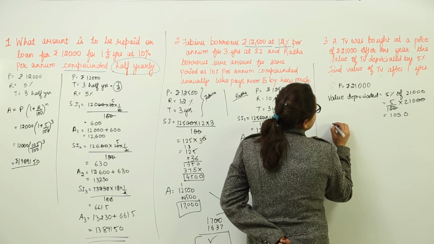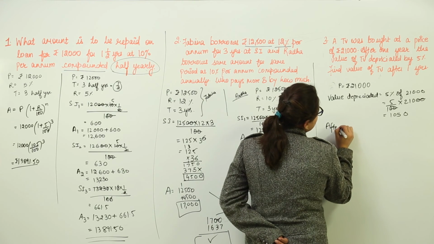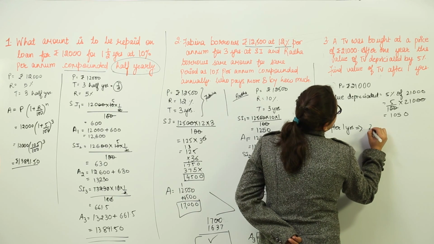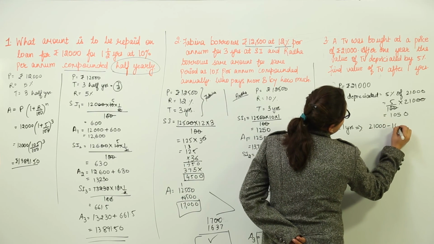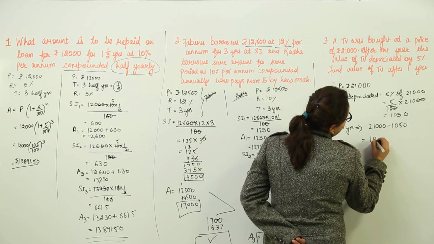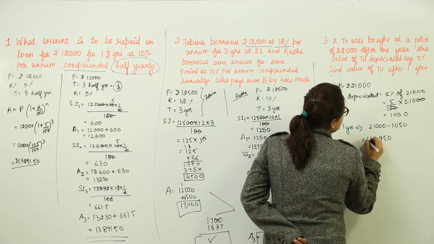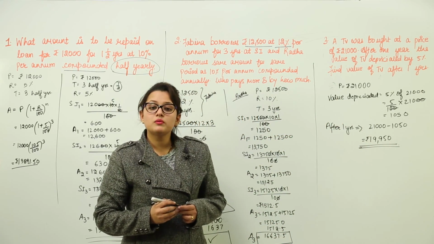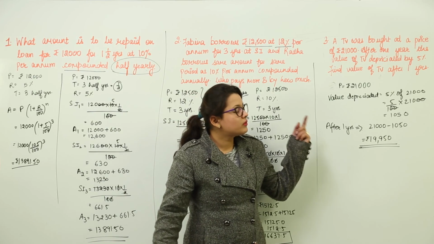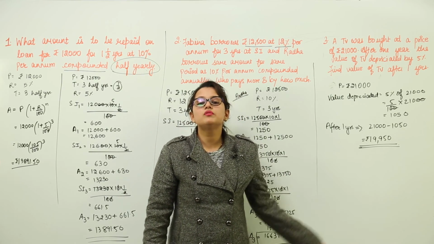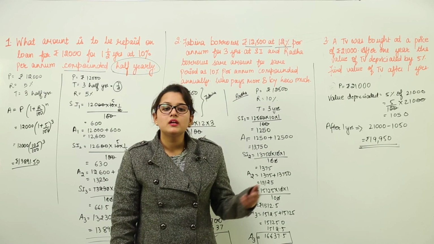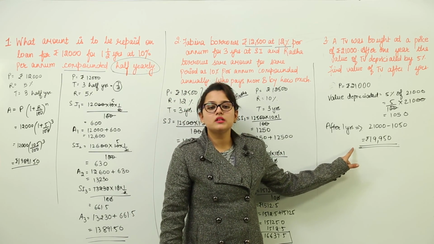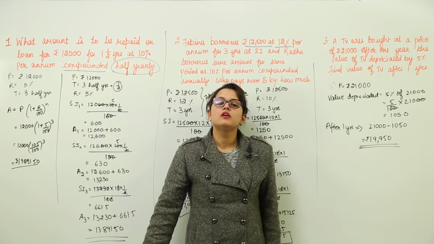Now, after one year, the value that you will be getting would be 21,000 minus 1050, giving you 19,950 rupees as the value of the TV. That means even after buying a TV for rupees 21,000, after 1 year, if the person wants to resell it, its value gets reduced by 5%. So now he would be able to sell the TV at 19,950 rupees.